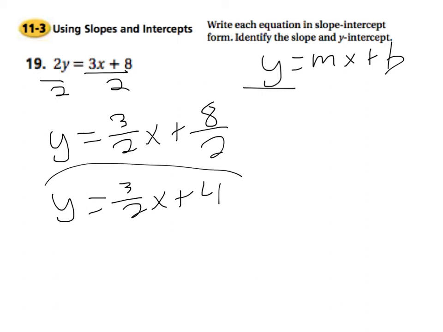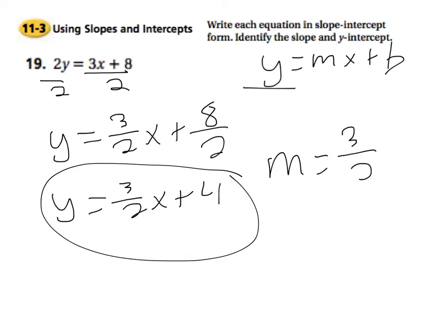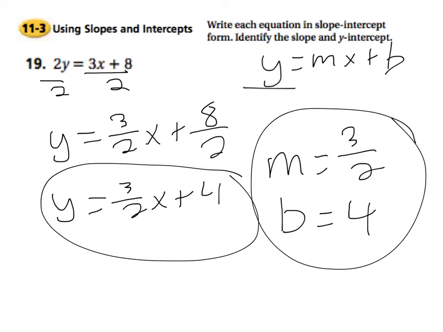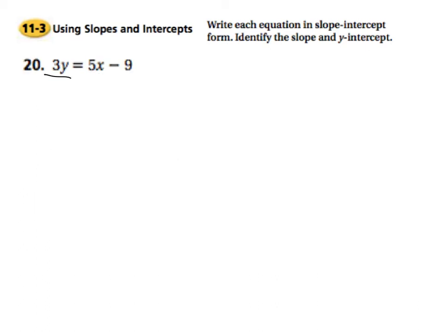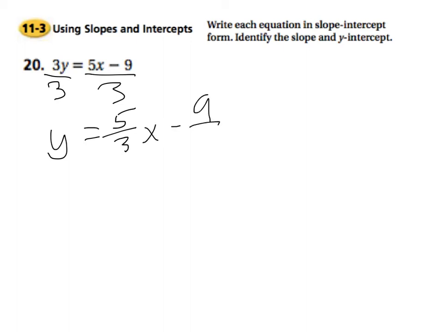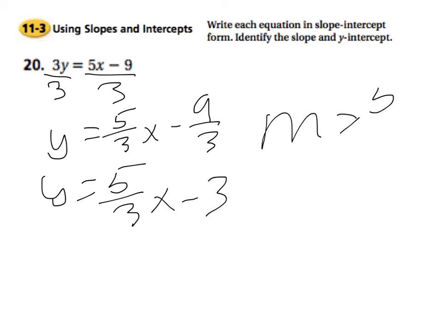Now we have it in slope-intercept form. It says find our slope, so the slope is 3/2, whatever number is in front of the x, and our y-intercept is b, which is 4. So this would be our final answers here. Same problem, we want to get y by itself, so we're going to divide by 3. We have y is equal to 5/3 x minus 9 over 3, which is the same as y is equal to 5/3 x minus 3. So our slope is 5/3. Our y-intercept, be careful here, is negative 3.